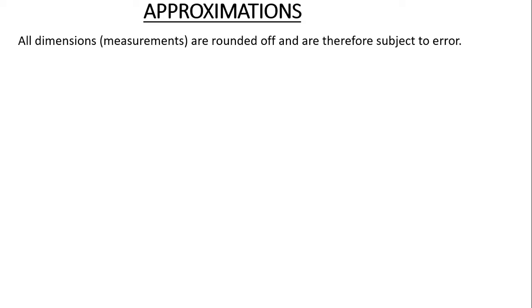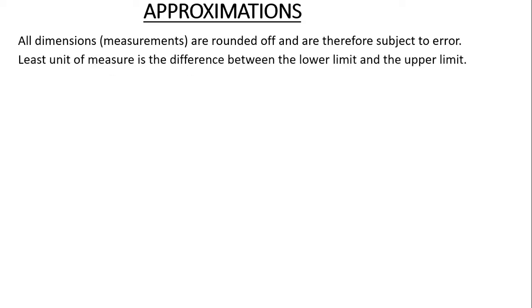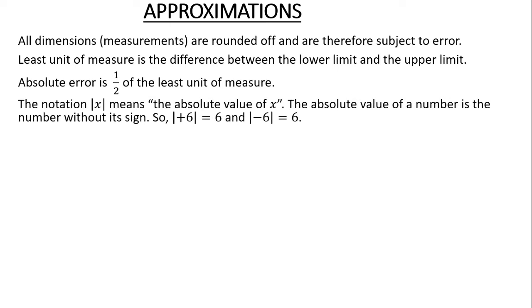Approximations. All dimensions and measurements are rounded off and are therefore subject to error. Least unit of measure is the difference between the lower limit and the upper limit. Absolute error is half of the least unit of measure. The notation modulus x means the absolute value of x. The absolute value of a number is the number without its sign. So, modulus positive 6 is equal to 6 and modulus negative 6 is equal to 6.